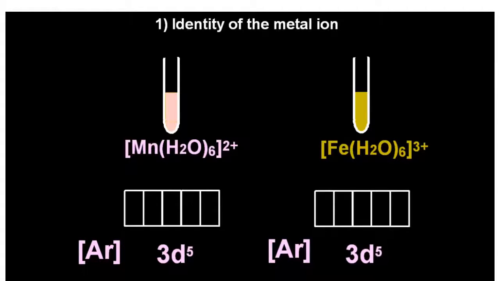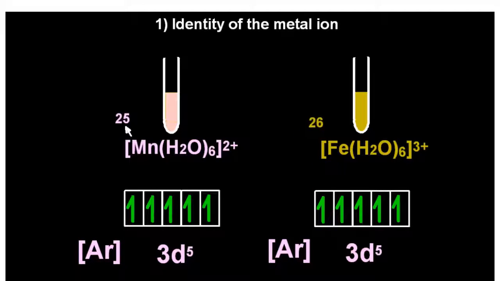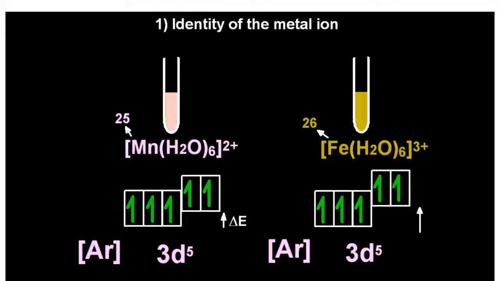Well, both of these have a metal ion that are isoelectronic to each other. They have the same number of electrons in the same place. They are both argon 3d5. So the manganese has 25 protons, and the iron has 26 protons. And so the more protons there are, the more interaction there is with the ligands, and the bigger the split. So manganese is going to have the smaller split, and iron, with one more proton, is going to have a bigger split.